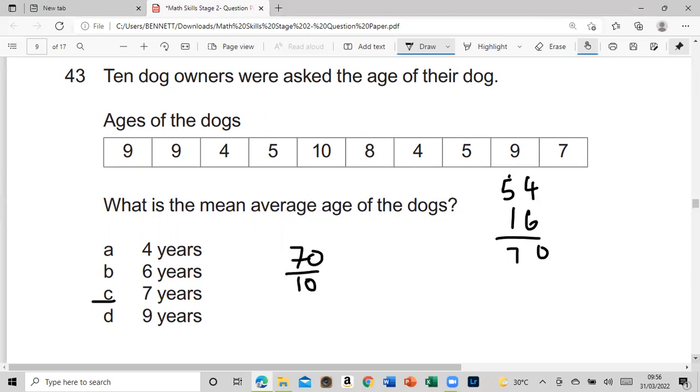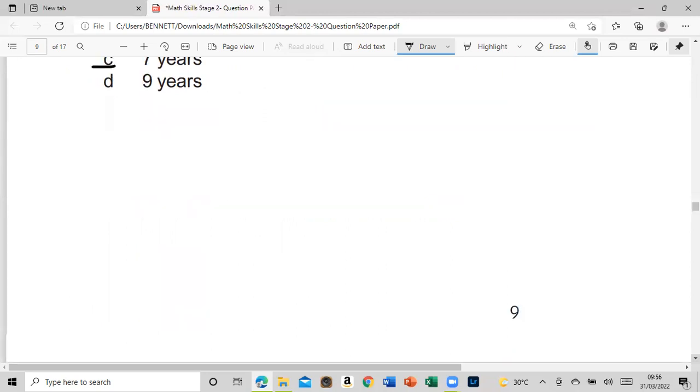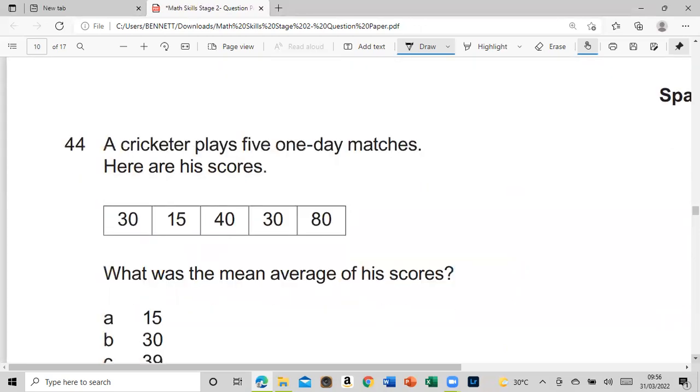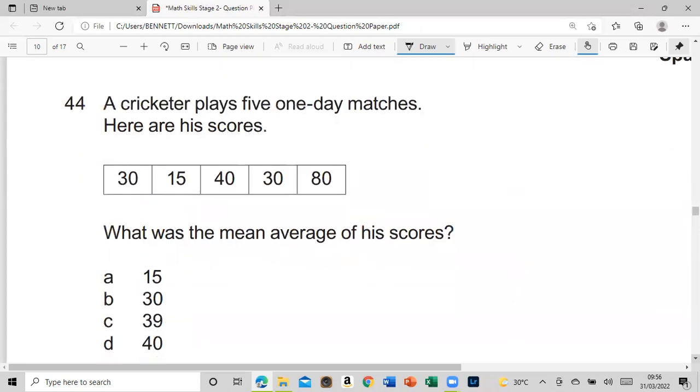So let's move on to 44. You guys check it out there now. So I mean, just freestyle because I'm lazy. A cricketer plays 5 one-day matches. Here are his scores. What was the mean average of his scores? So I will add up all of them here and divide it by 5.